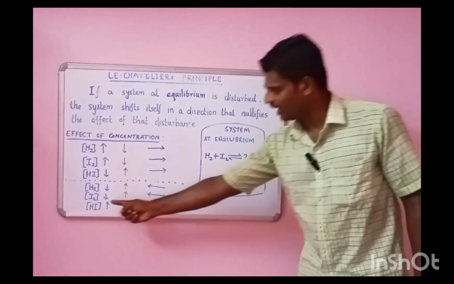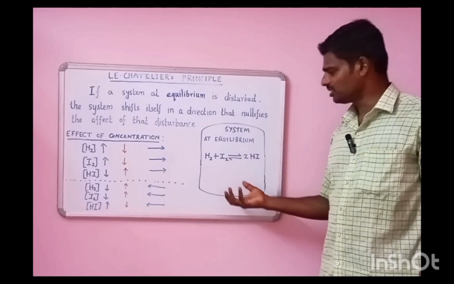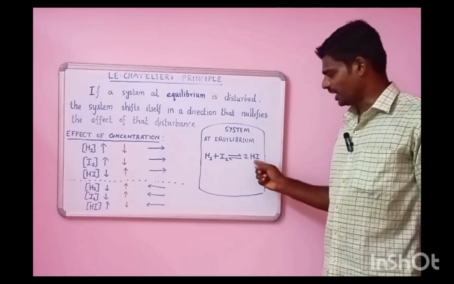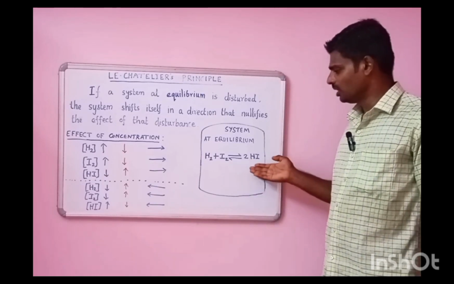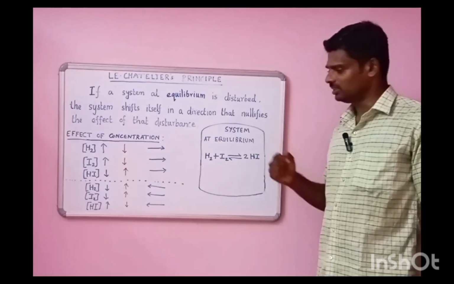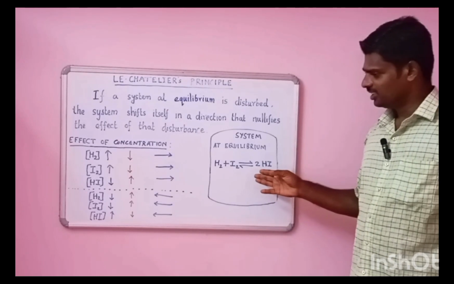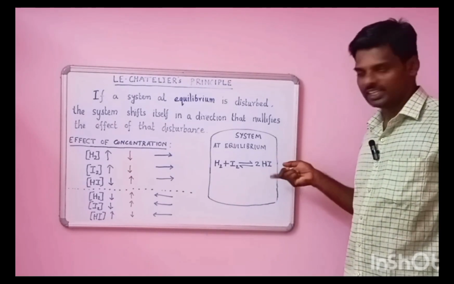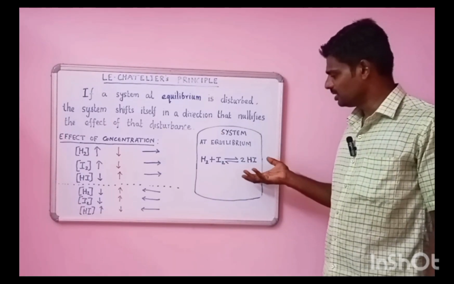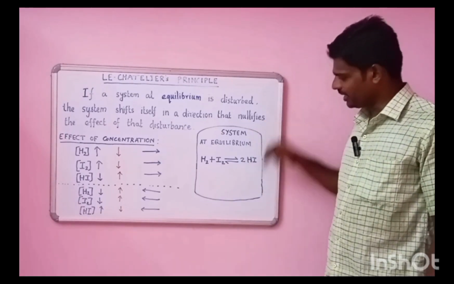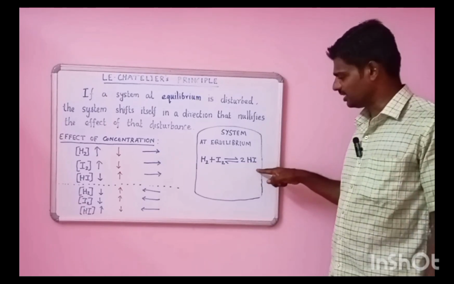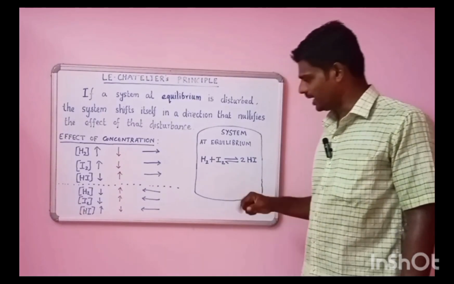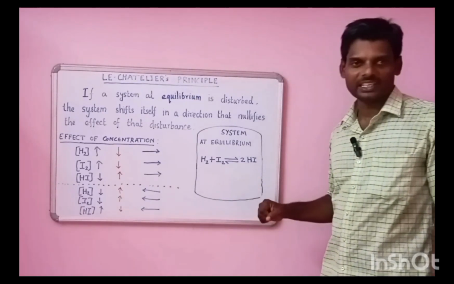In the same way, if we decrease the concentration of iodine in the system, similarly, the hydrogen iodide will be decomposed to form more hydrogen and iodine. And if we increase the hydrogen iodide concentration, then the system will try to decrease the hydrogen iodide concentration. How will it try to decrease? The same thing, it will go back, so it will favor the backward reaction.